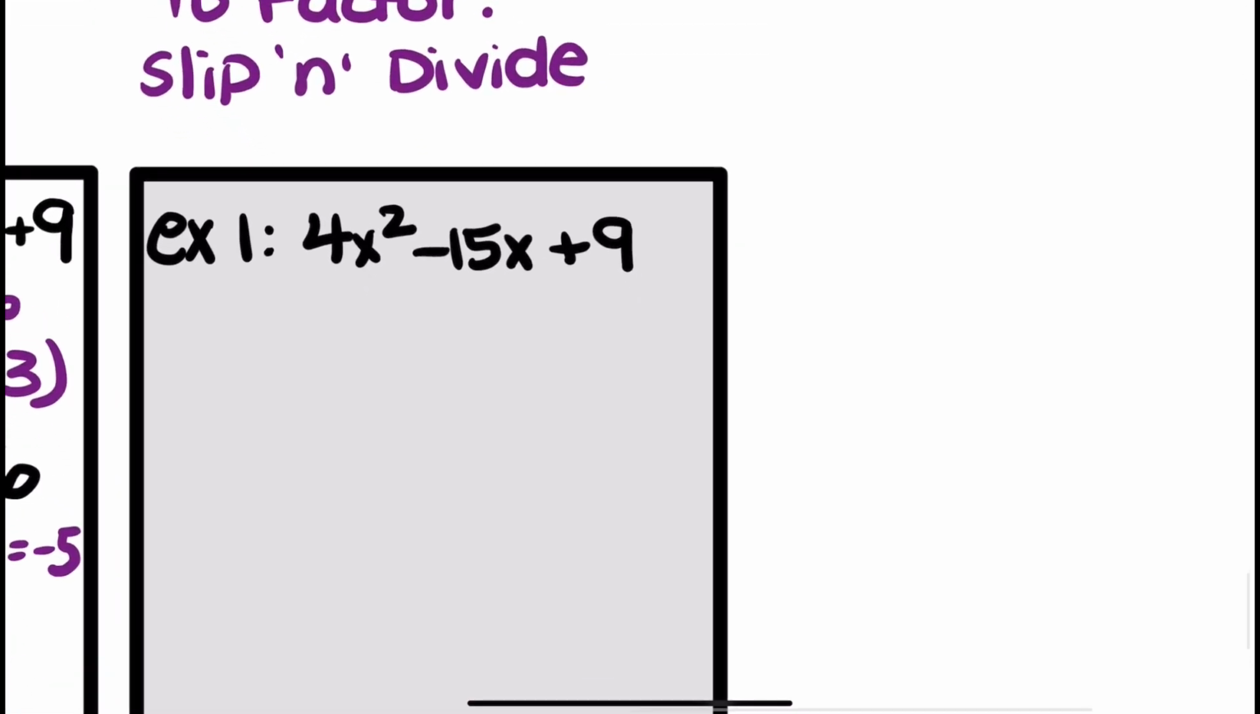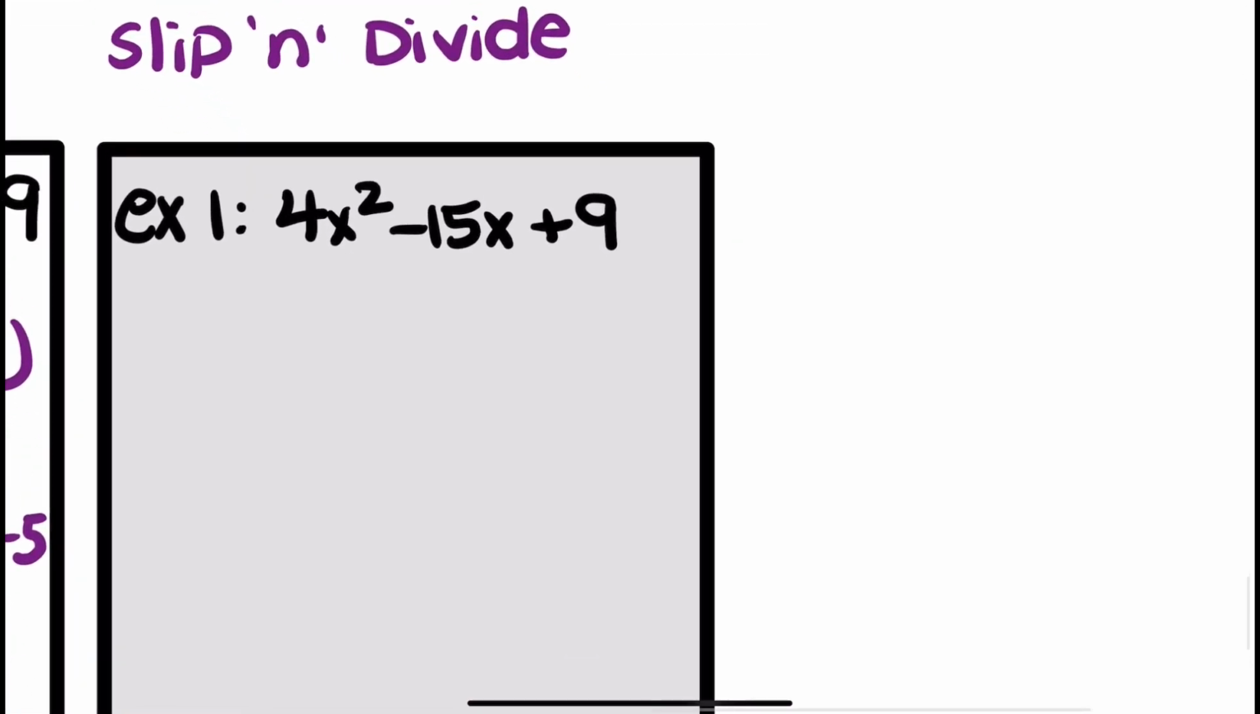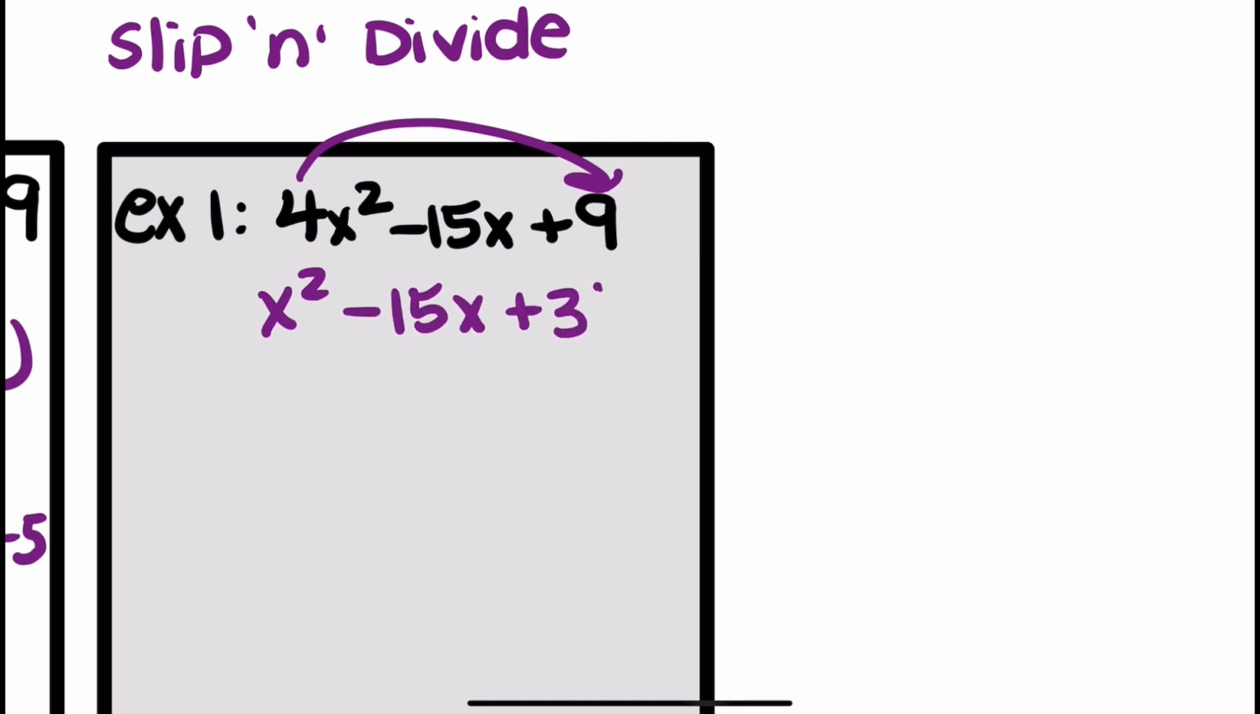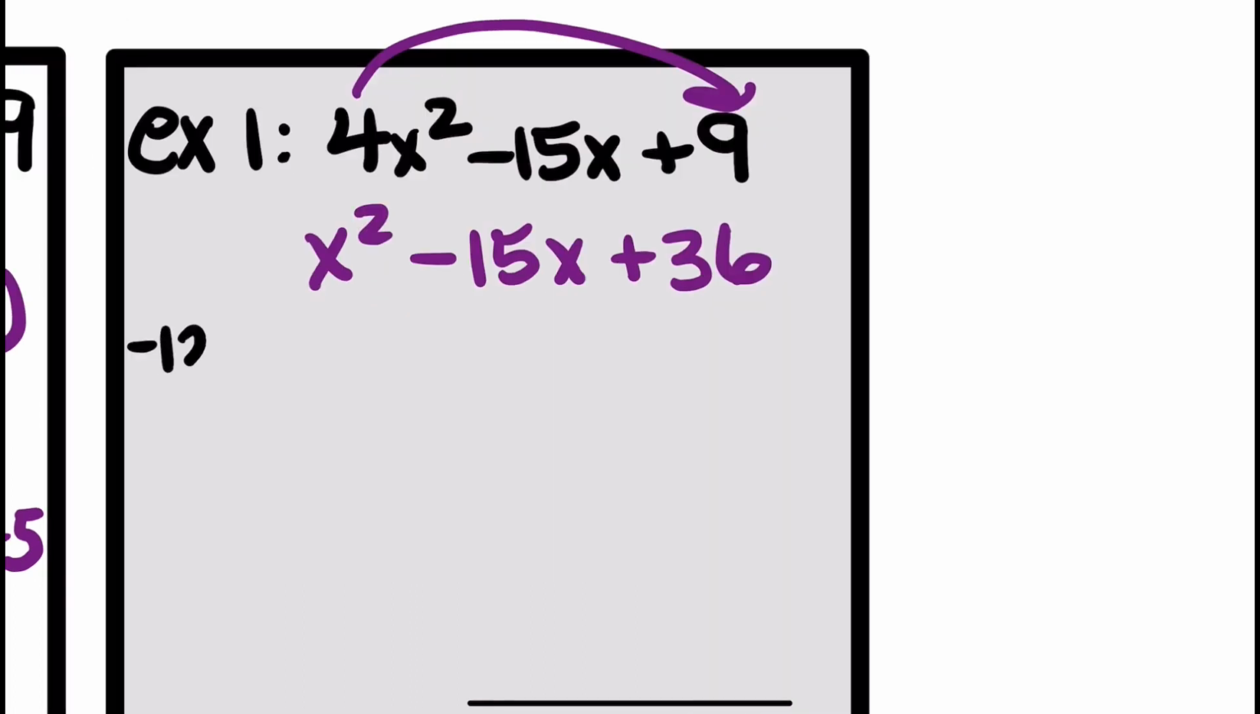This is how the slip and divide method works. First, you're going to slip the a term to the c term. So you're just going to multiply. So x squared minus 15x plus 36 now, because 4 times 9 is 36. So now you have your a value is 1.